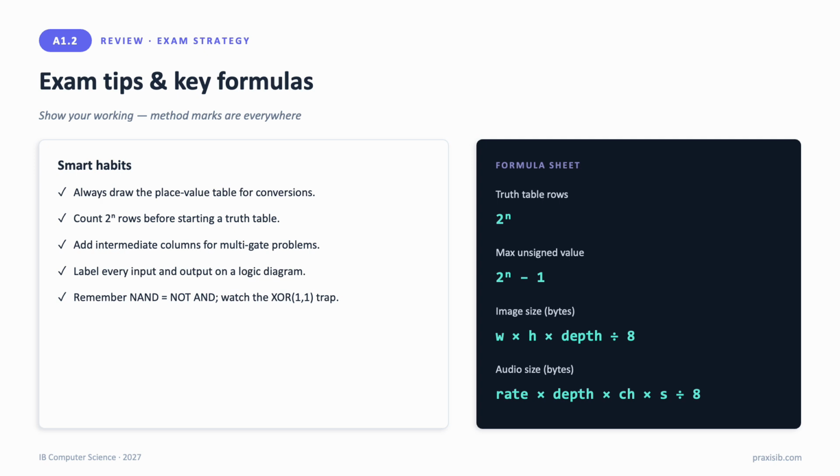Next, the formulas worth knowing by heart. The number of rows in a truth table is 2 to the power of n. The largest unsigned value you can store in n bits is 2 to the power of n minus 1. The size of an image is its width times height times the color depth, and then you divide by 8 to get the bytes. And the size of an audio file: sampling rate times the bit depth times the channels times the seconds, again divided by 8 for bytes.